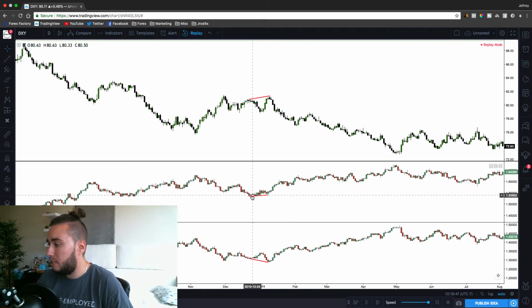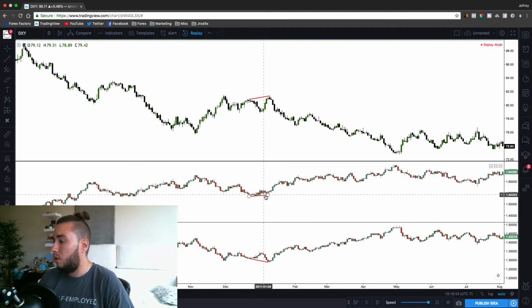But for this example, you can see cable formed a higher low, and then we got stronger prices in cable from there. So this is something you guys can use to start to see when the market is starting to turn around. You can see there was underlying strength in cable because there's a higher low that formed.